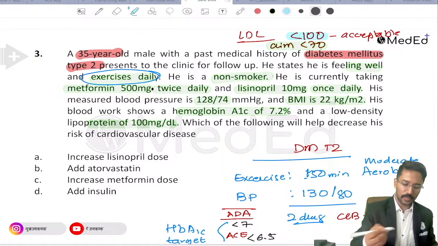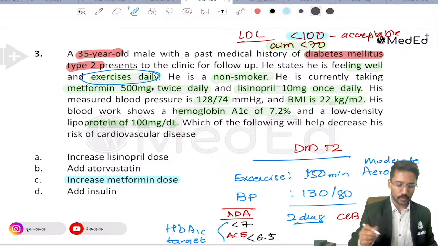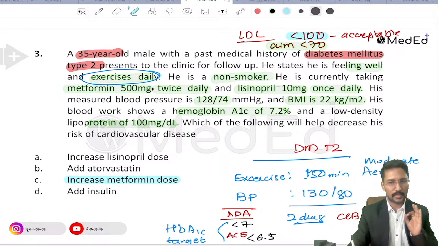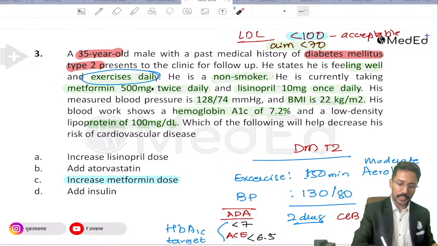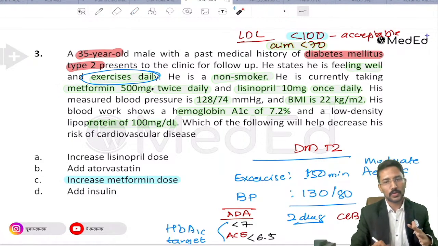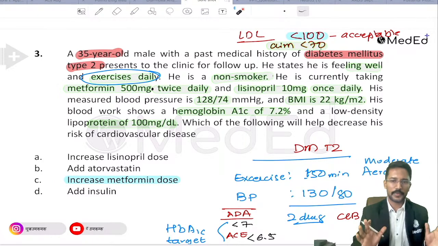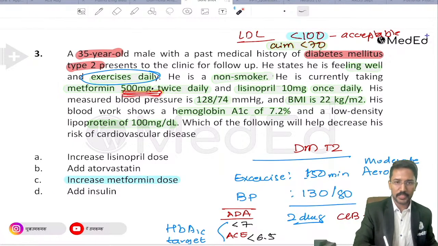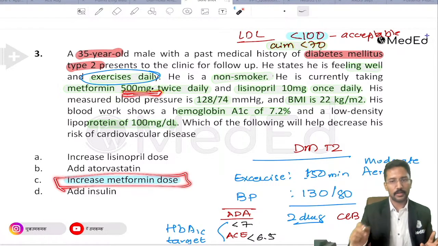Okay, so what makes the logical choice here? Increase the metformin dose, because are we giving metformin at the appropriate dose or the peak dose? No, right? We are giving 500 twice a day. You can go up to 2.5 to 3 grams, right, so most of us give 2 grams. You can go up to 2.5 to 3 grams depending on patient's weight and the renal parameters. Because this patient's renal parameters are not given, I will assume he's doing well. So we can comfortably increase the metformin dose.